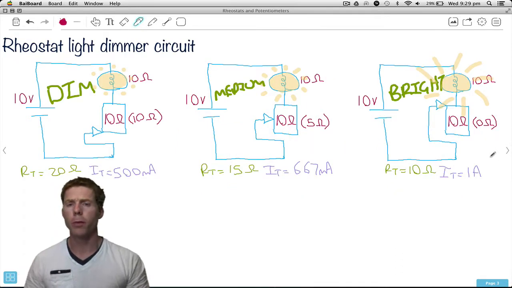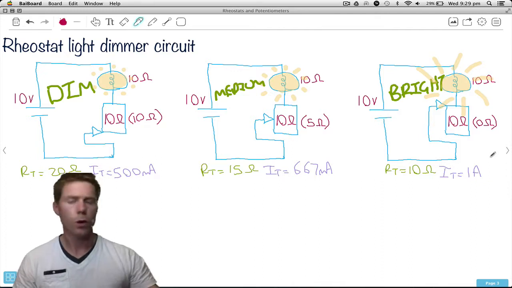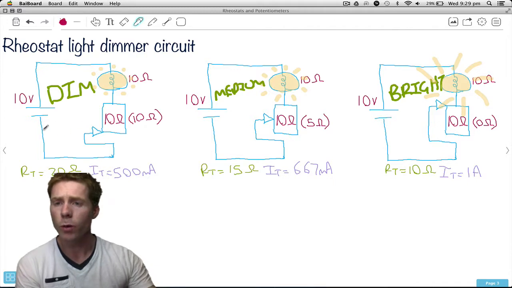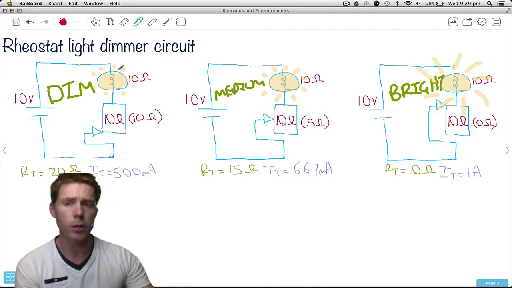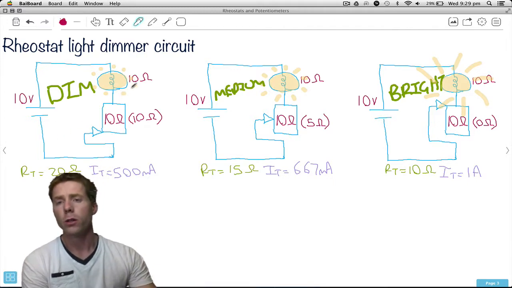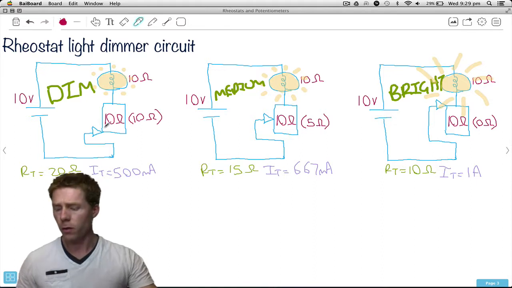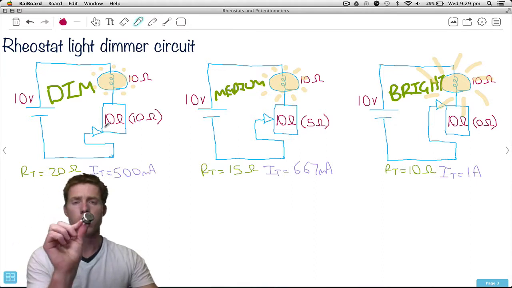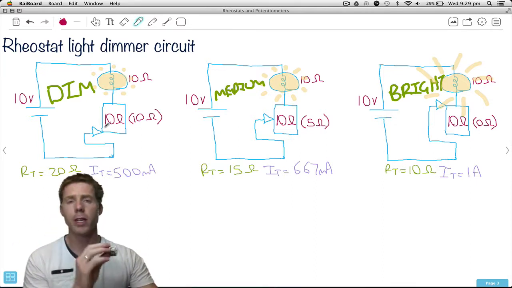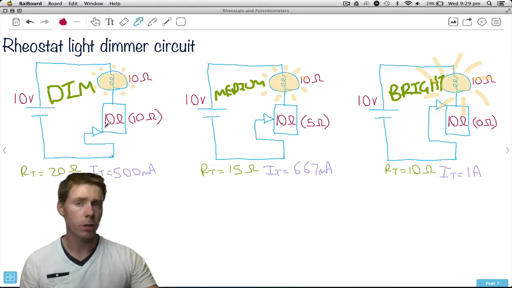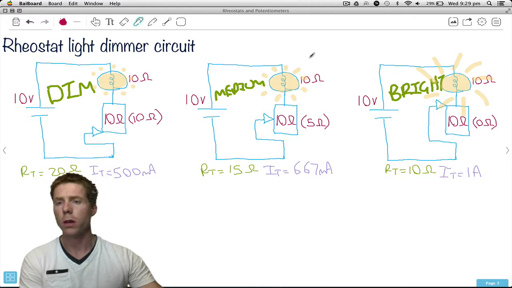How about a practical application of the rheostat? Well, I'm glad you asked, because here's a circuit. If we were to get a rheostat and put it in series with a light bulb over here. I've just made up some values: a 10 volt power supply, a 10 ohm resistance for that light bulb, and the variable resistor, or rheostat, that we've purchased is a 10 ohm variable resistor, which means it can go anywhere from 0 up to 10 ohms.